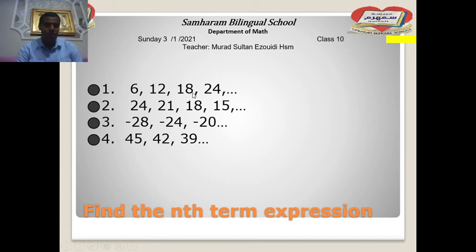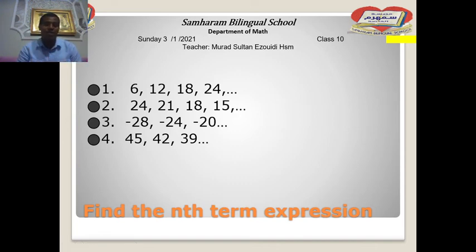Let's see the second one. Here 24 is the first term. The second term is 21. You can see that your number sequence is decreasing. Let's check if it is with the same amount or different amount. So 21 minus 24 gives negative 3. 18 minus 21 gives negative 3. 15 minus 18 gives negative 3. So the common difference here is negative 3.